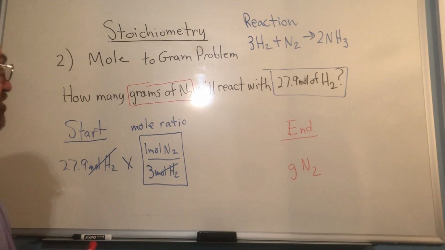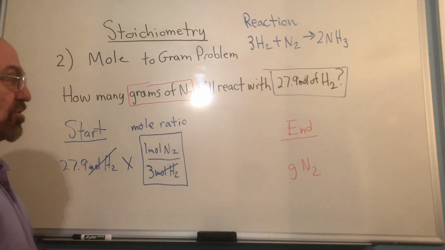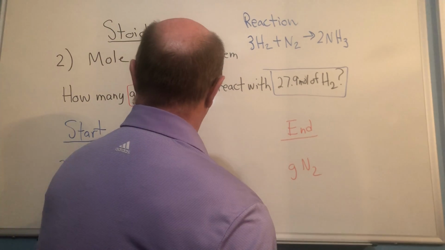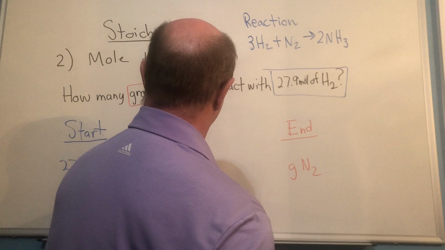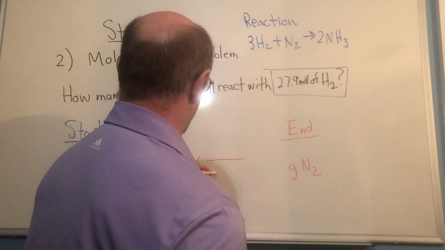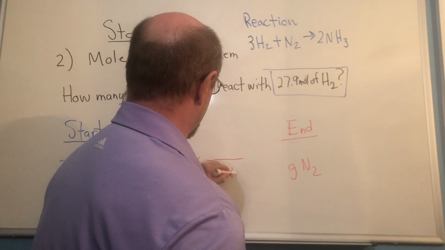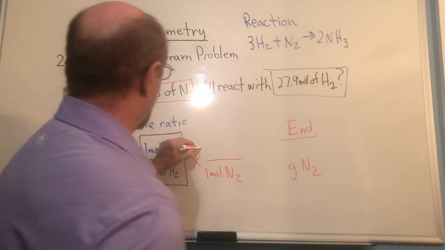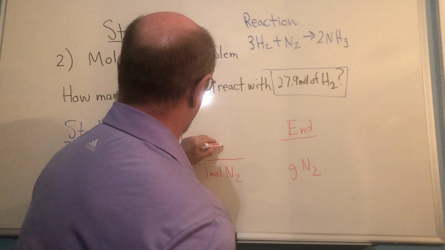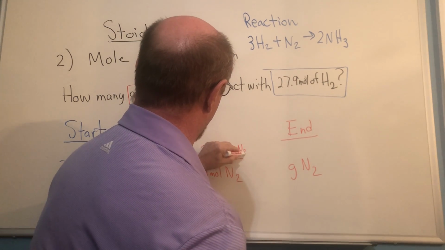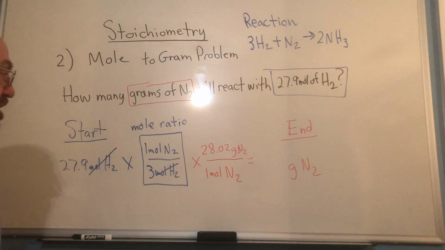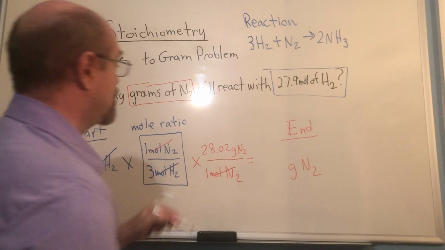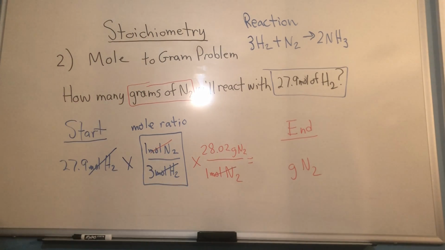Now, we've got to get from moles of nitrogen to grams of nitrogen. Remember, this is N2, so the way we're going to do that is we have to use the molar mass. So the molar mass of N2, nitrogen, is 28.02 grams for every mole. So that'll get rid of our moles of nitrogen. The only unit we're left with is grams of nitrogen, which means we've set the problem up correctly. So now let's solve it.